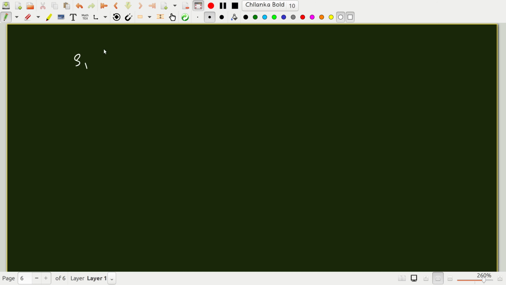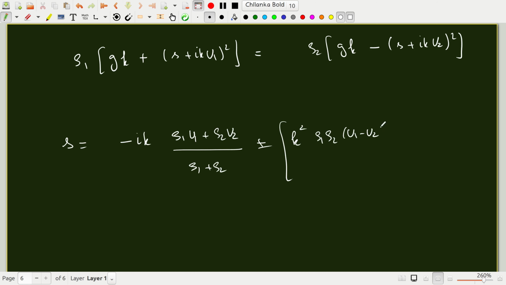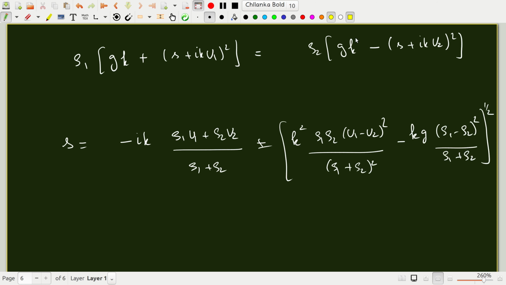So you will get simply rho 1 (g k plus (s plus ik u1) whole squared) is equal to rho 2 (g k minus (s plus ik u2) whole squared). Okay, right, so s can be written as (rho 1 u1 plus rho 2 u2) by (rho 1 plus rho 2) plus or minus k squared rho 1 rho 2 (u1 minus u2) whole squared divided by... okay, so now if g is 0 or if rho 1 is rho 2, let's take some special case.